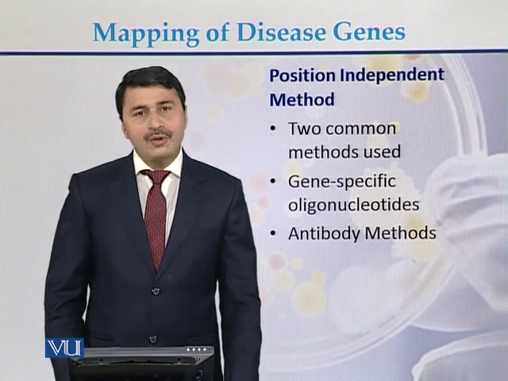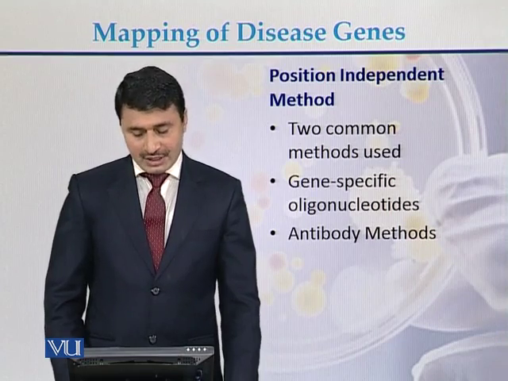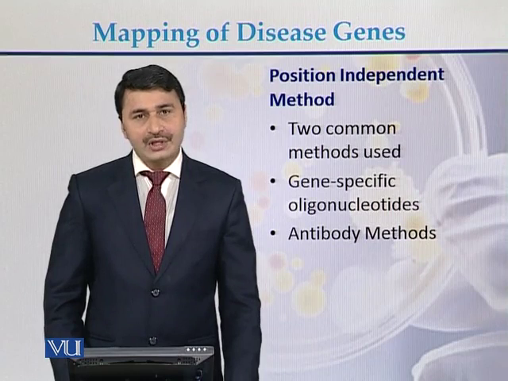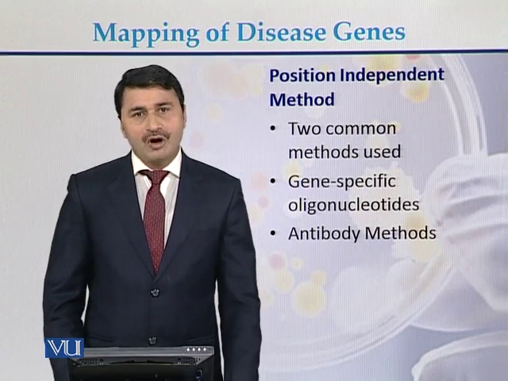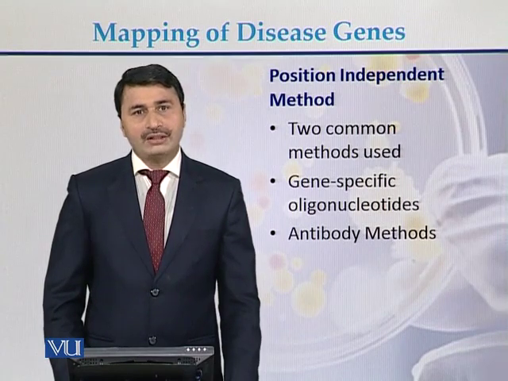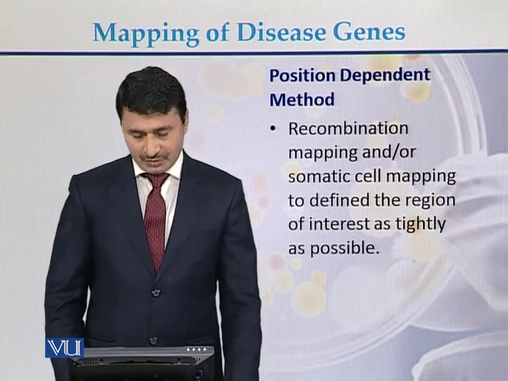There are two common methods for position independent identification of genes. They are called gene specific oligonucleotides, meaning that genes are identified with the help of gene specific oligonucleotides. And the second method is the antibody method. With the help of the antibody method, we usually move towards the identification of disease genes.